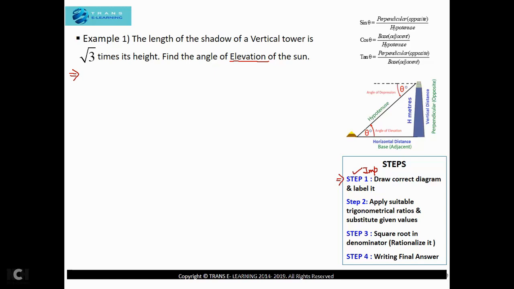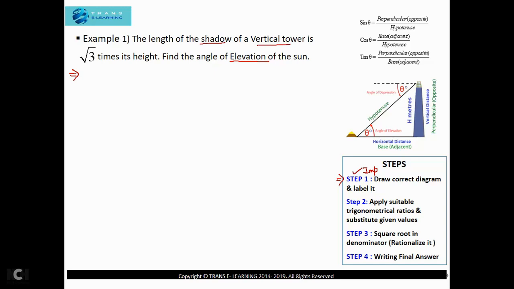After that, it's just the calculations and finding the suitable trigonometric ratio and substituting the value and doing the calculations. So the major and the most important step is step 1. That means we need to draw the diagram correctly and label it. For that, we need to refer to the question so that we can draw the diagram. So it is given that the length of a shadow, which is always horizontal, of a vertical tower.